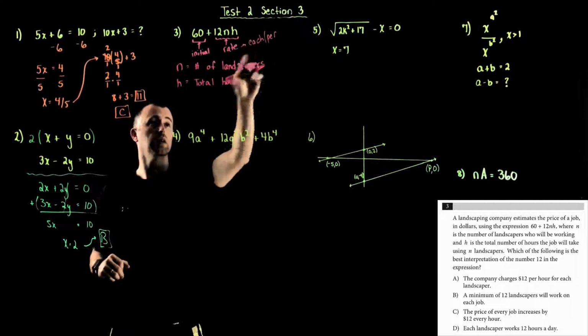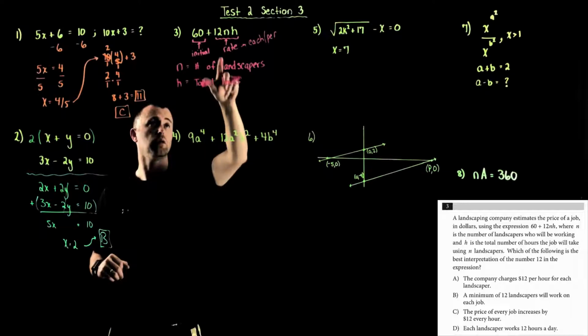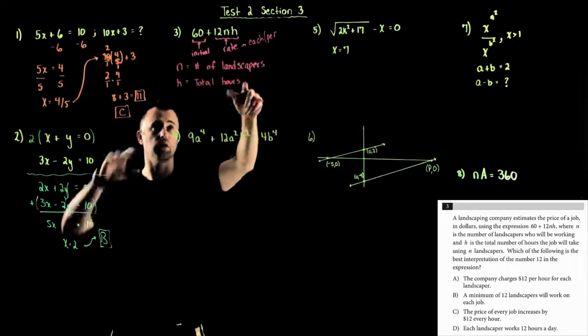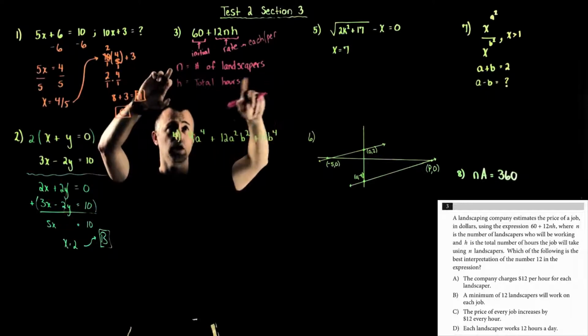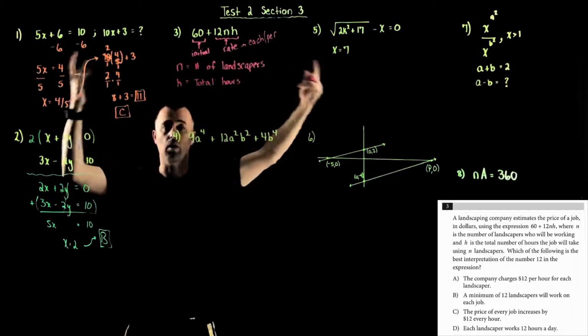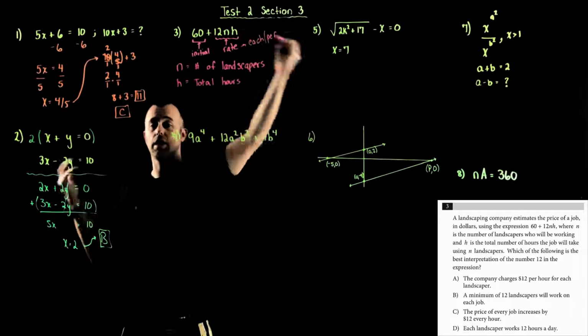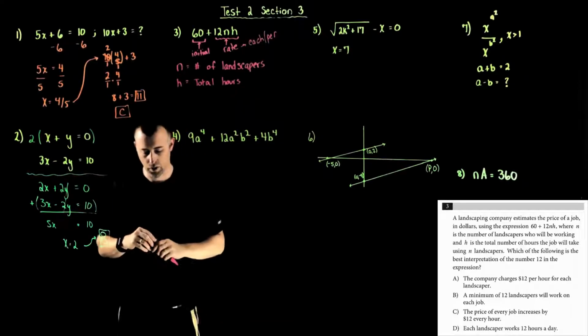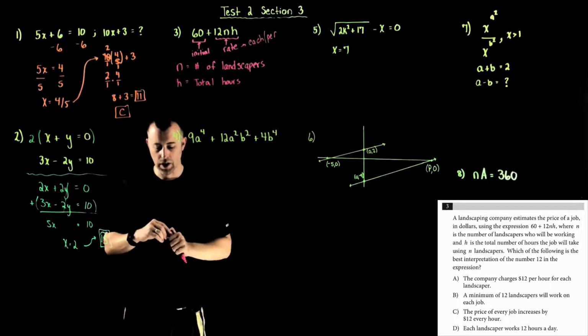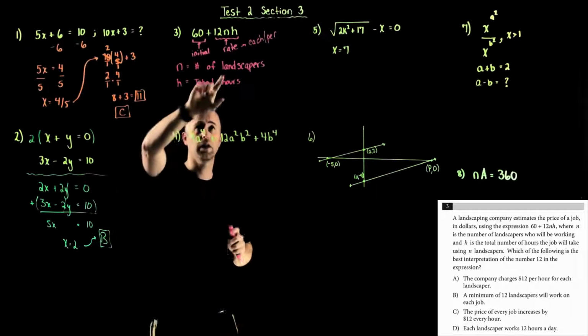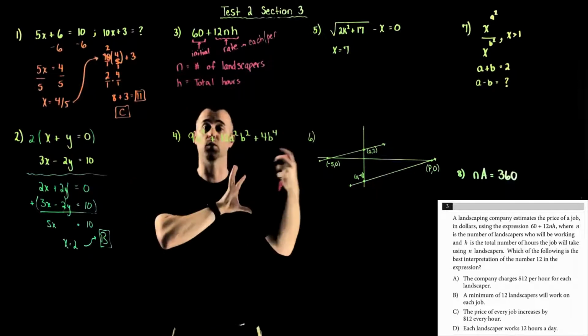So again, here's the total number of hours, so they're going to charge $12 per hour. This is just how many landscapers they use, but they are charging $12 per hour. That does make sense, because 12 times H is going to be that part of the rate. And they do that for each landscaper. And that's where it brings in this next part, that word each.